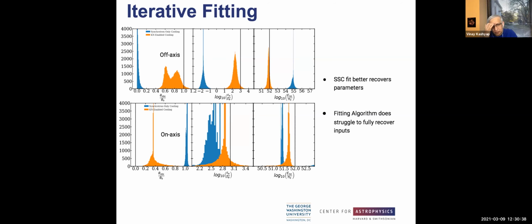So the distribution is not really a posterior probability distribution, then, right? It's just whatever the optimization routine did, however it got to the best fit. Right. Correct.